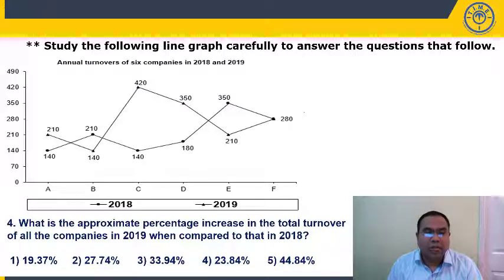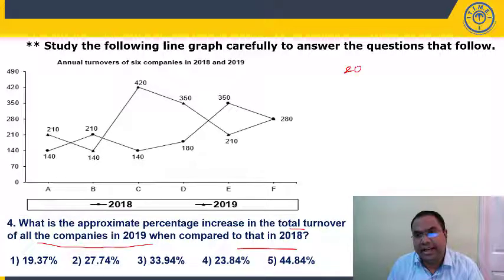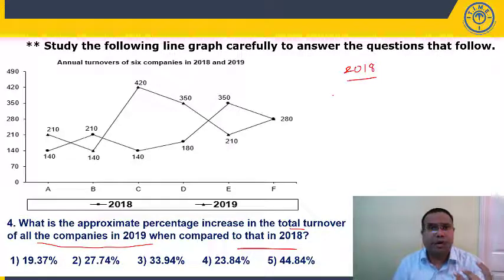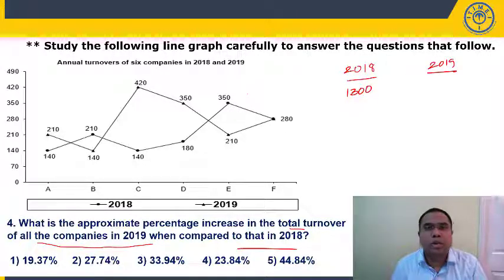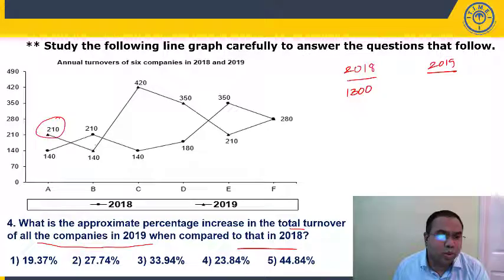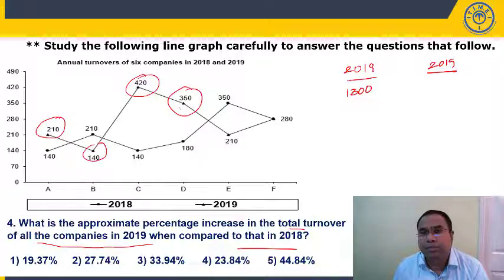Question number 4, students. What is the approximate percentage increase in total turnover of all companies in 2019 when compared to 2018? We will use the data from the previous question. When we found the average turnover in 2018, what is the definition? Total turnover in 18 by number of companies. What is the total turnover we got? 1300. So we only need to find the total turnover in 2019. 210 plus 140, 350 plus 420. How much? 770 plus 350. How much? 1120 plus 210.